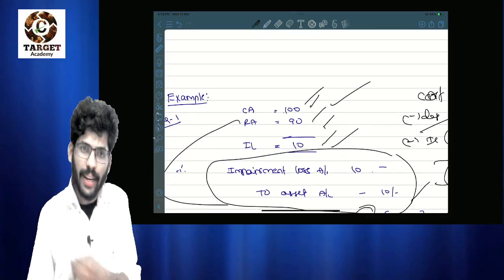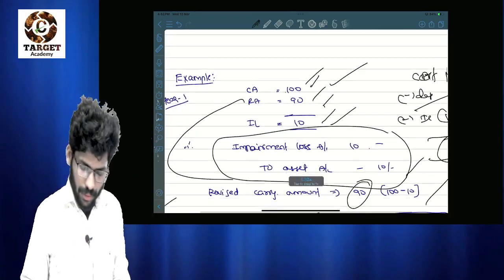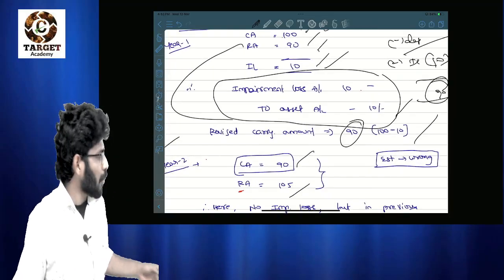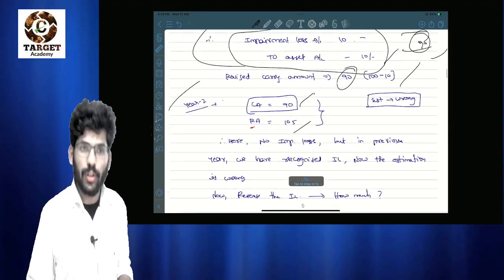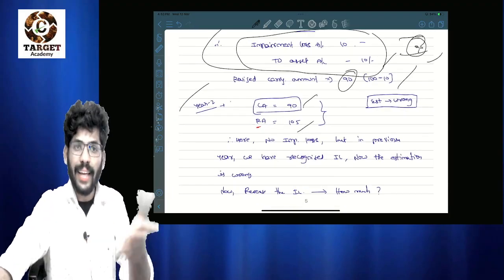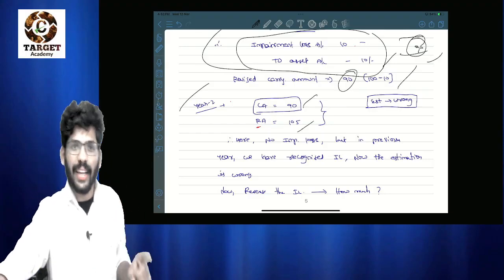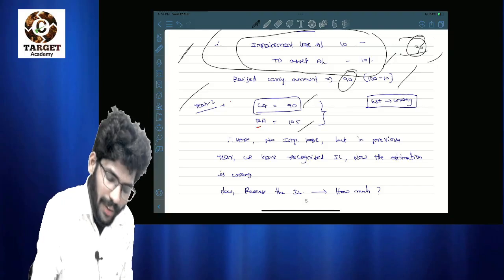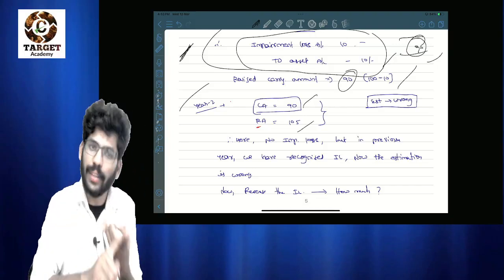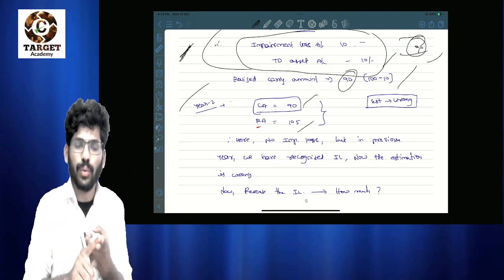In previous years, what is the recoverable amount? 90 only. In the second year, the recoverable amount is 105. Based on the conditions, the recoverable amount is 105. So now the estimation has increased. Correct or not? In the previous year, 90 only. Now it is 105. See, is the condition satisfied or not? In the previous year, we already recognized impairment loss. Yes, condition number 1.